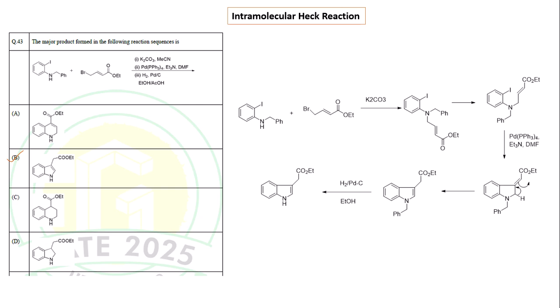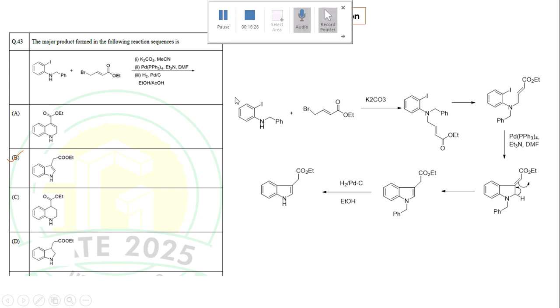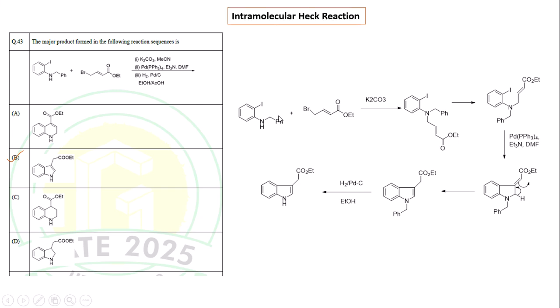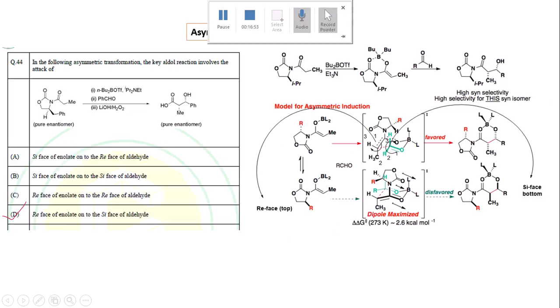Next is the intramolecular Heck reaction problem, where in the Heck reaction oxidative addition takes place in the presence of palladium 0, and the palladium 0 undergoes oxidative addition to give the palladium intermediate, and we get the alkene product. This is the Heck reaction, and after the Heck reaction followed by isomerization we get this indole derivative. So option B is correct.